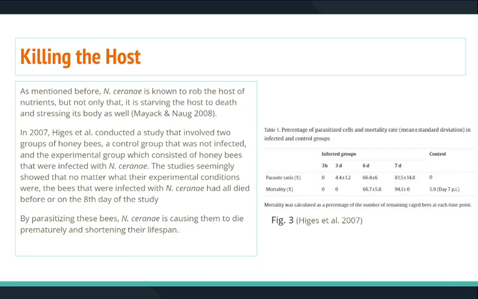The figure on the right is from the study that's mentioned in the second line of text. This is the infected and control groups, the percentages of mortality, and the percentages of the infected bees as well. And you can see during the 6th and 7th days, that's when mortality was the highest, and usually, again, during the 8th day, no infected bee was left.